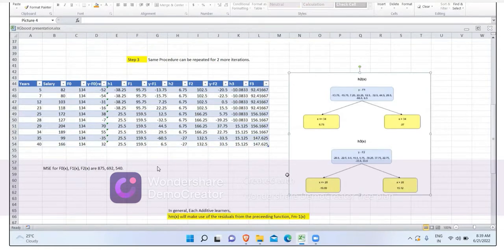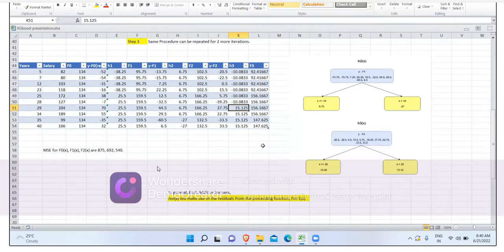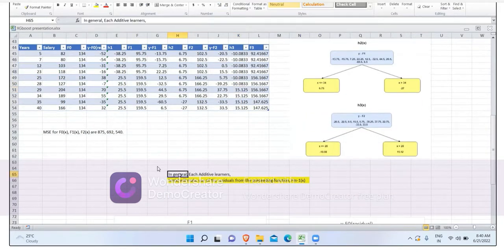In this h3(x), I have taken the left side of the tree as x less than or equal to 28. The residual average for x less than or equal to 28 is coming out to be minus 10.083, and for x more than 28, it is coming out to be 15.125. So we can make the equation in general: each additive learner hm(x) will make use of the residuals from the preceding function f(m-1)(x).